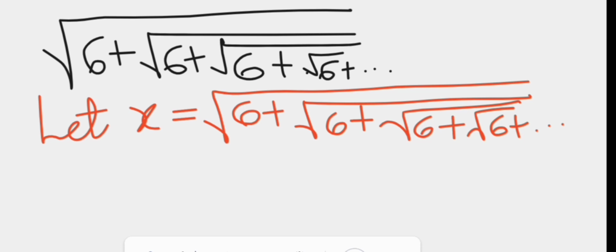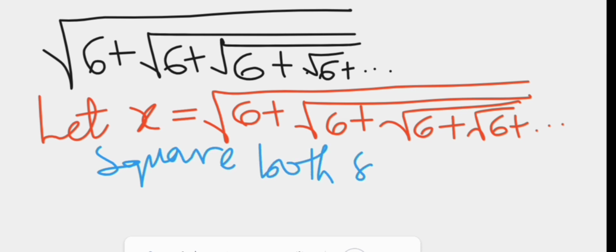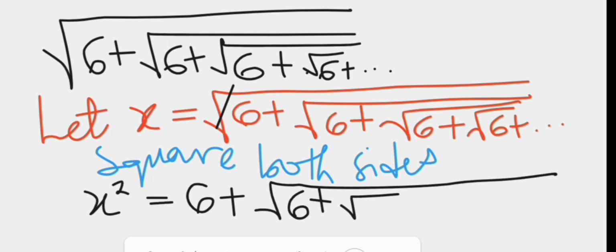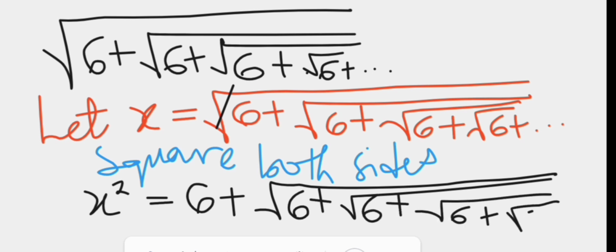After the representation, we are going to need to square both sides. When we square both sides, on the left hand side we're going to have x squared. Then on the right hand side, the square is going to take out only the outermost square root. The outermost square root symbol will be taken out, so that we have 6 plus the next in the line, the square root of 6 plus the square root of 6 plus the square root of 6 plus the square root of 6, and it continues indefinitely still.